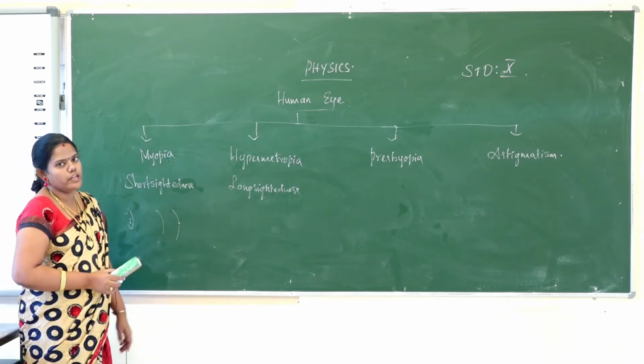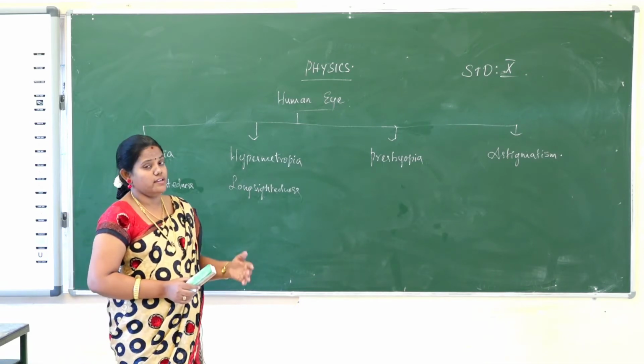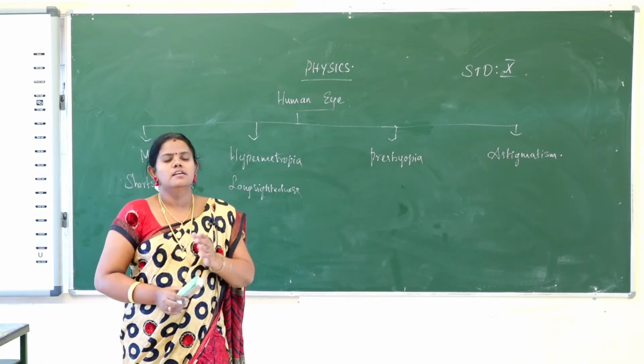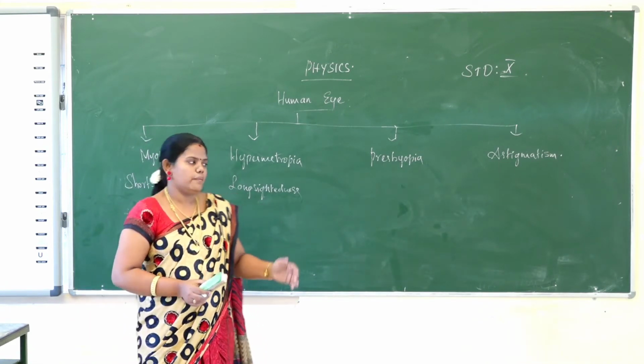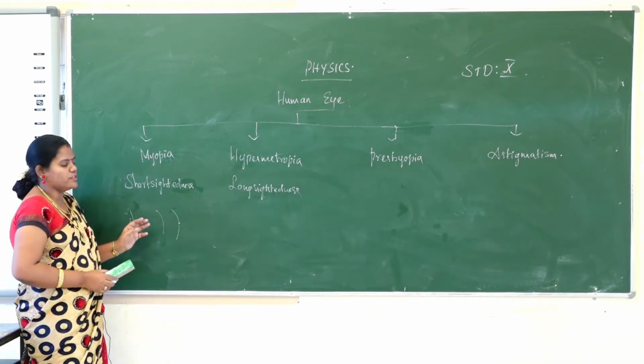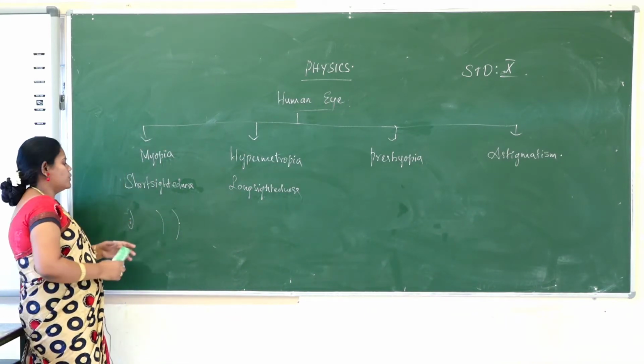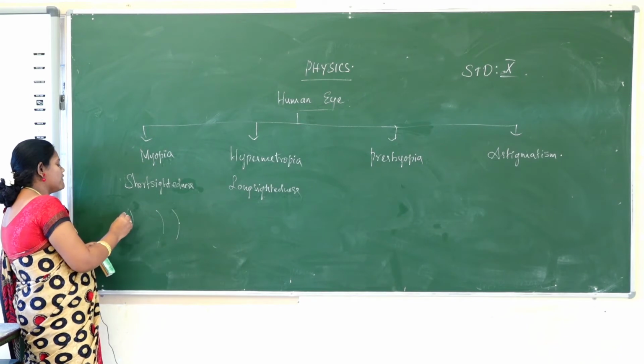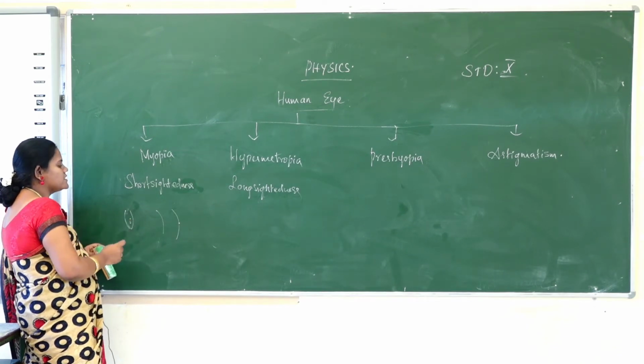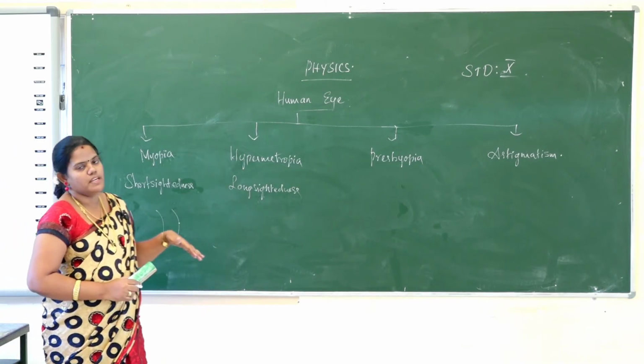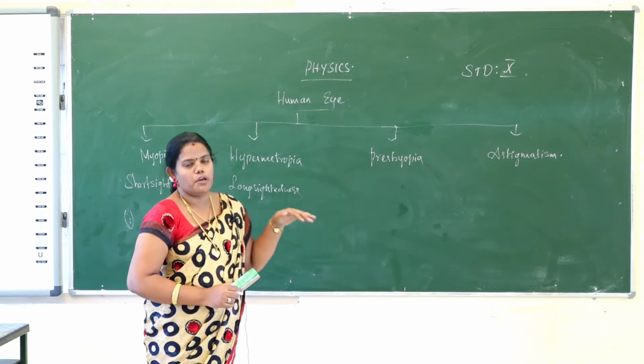So the view will be deposited in front of the screen. What is the screen? That is the retina. So with the image in front of the screen, how do we treat the defect? A concave lens is fixed in front of the eye lens. The concave lens will overcome the disease of myopia.